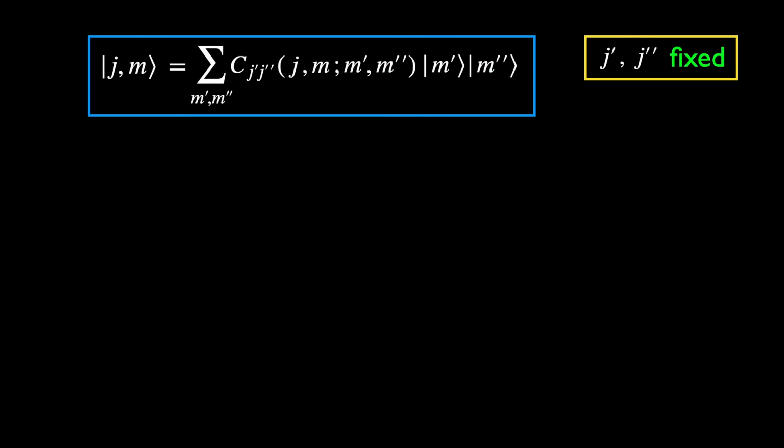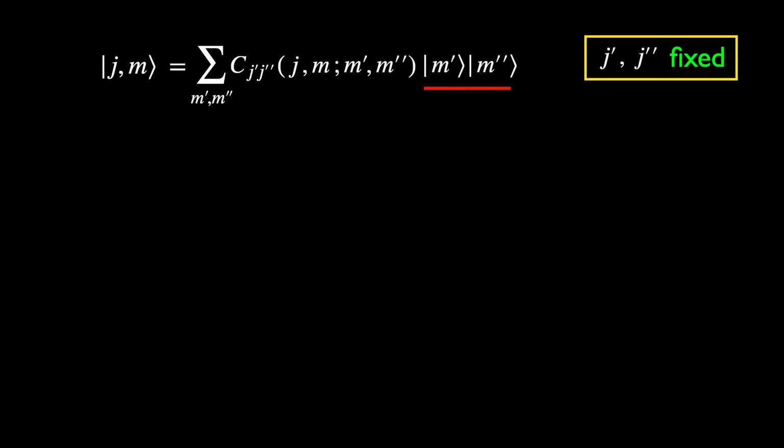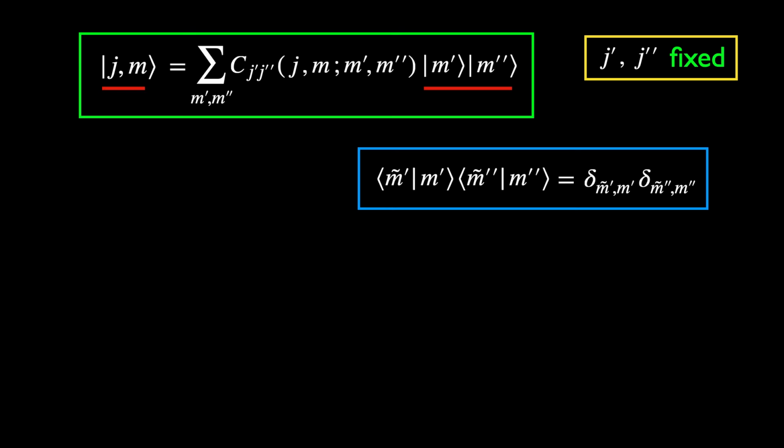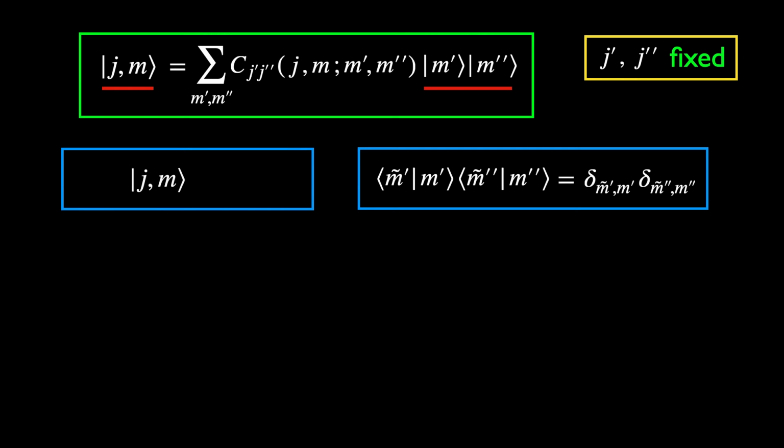Let's examine the normalization of the states Jm. The product states, which form its bases, are also orthonormal. The tilde just means quantum numbers with different values. Similarly, the Jm states are also orthonormal, since they form an alternative basis.